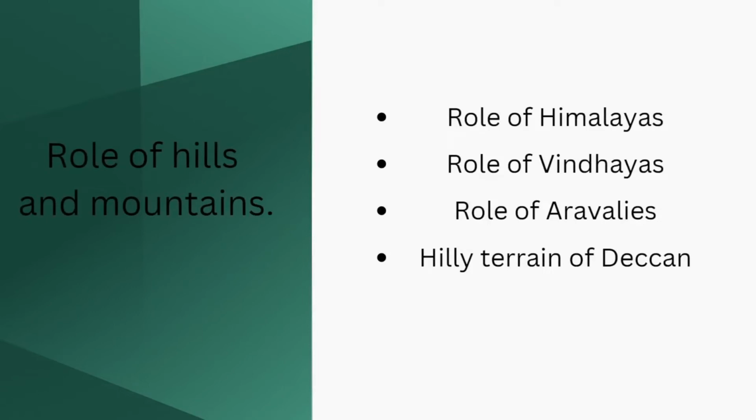Let's take the role of the Himalayas. First, the Himalayas. As we know, the Himalayas act as a barrier to Siberian cold winds. Because of that, the climate of northern India has been comparatively warm, and this warm climate played an important role in the growth of flora and fauna in northern India, which is also very suitable for human life. So the density of the population in India is greater than China and others.